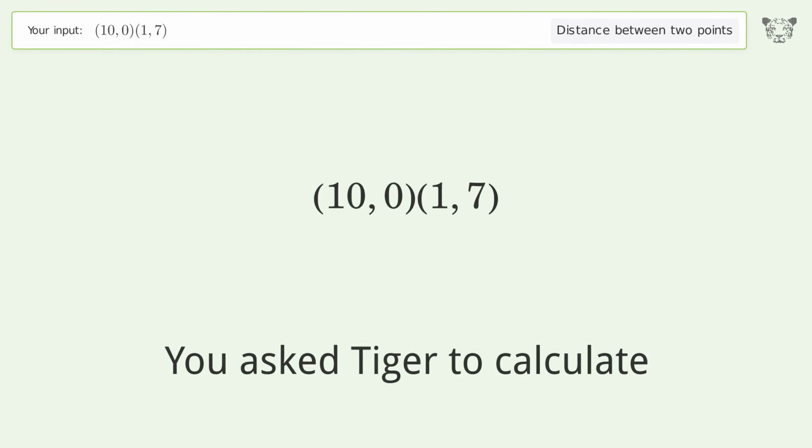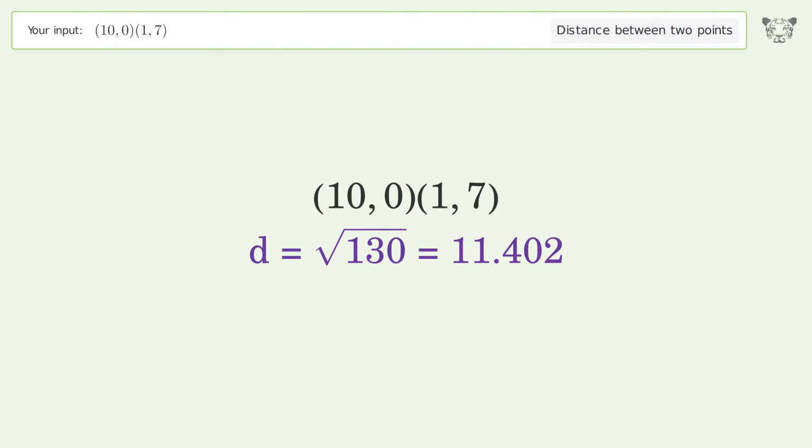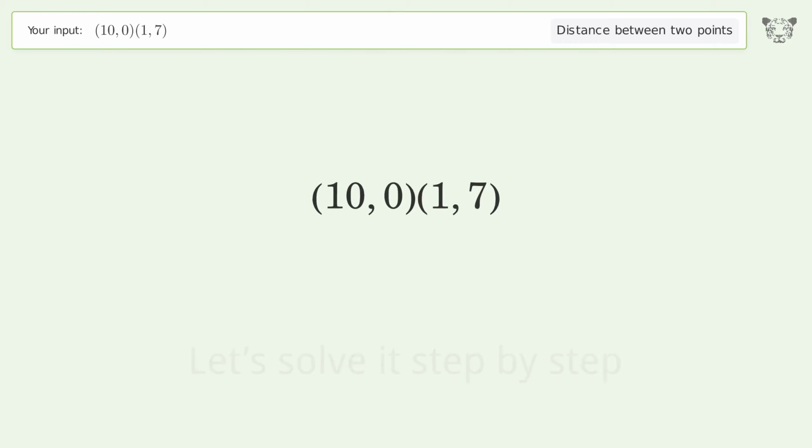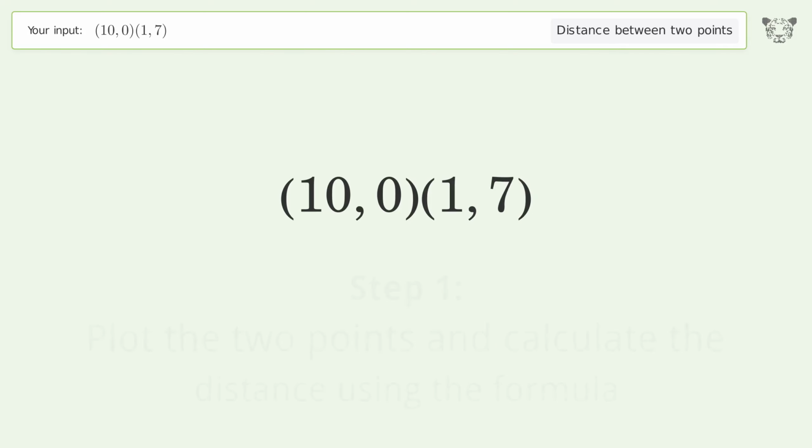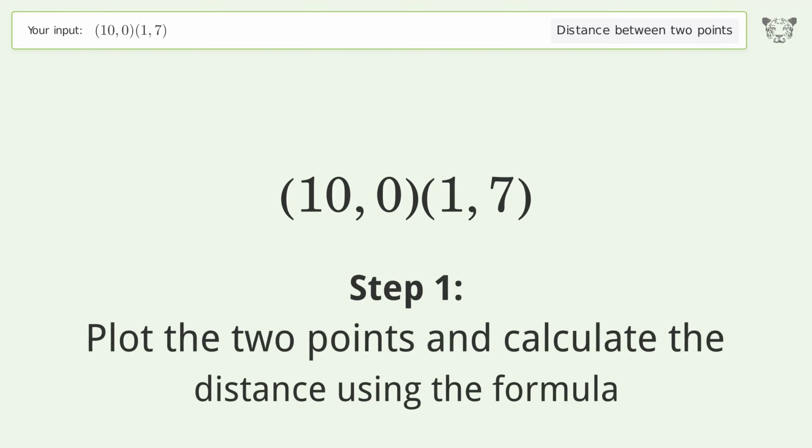You ask to calculate the distance between 2 points. The distance between the 2 points is the square root of 130, or 11.402. Let's solve it step by step. Plot the 2 points and calculate the distance using the formula.